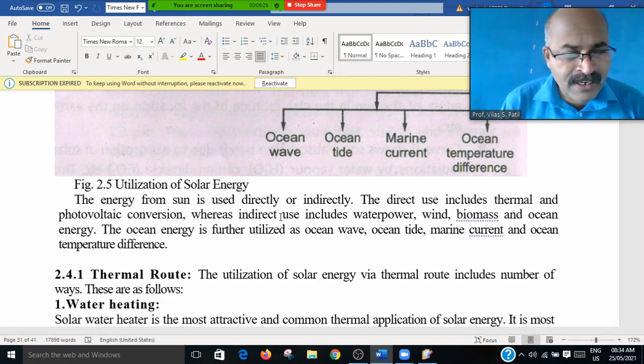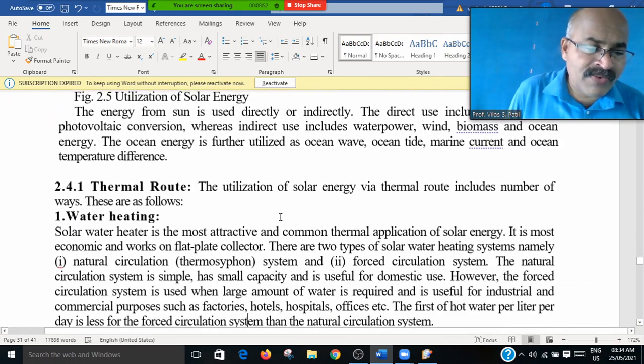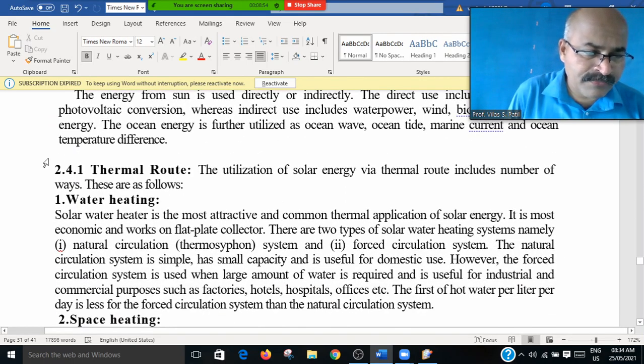So the energy from the sun is used directly or indirectly. The direct use includes the thermal and the photovoltaic conversion, whereas the indirect use includes water power, wind power plants, biomass power plants, and ocean energy plants. Ocean energy is further utilized as ocean wave, ocean tide, marine current, and ocean temperature differences.